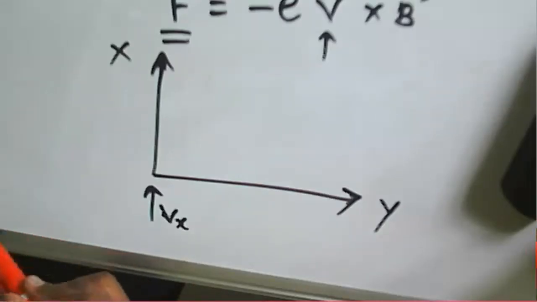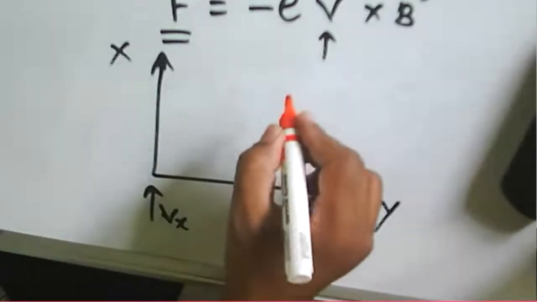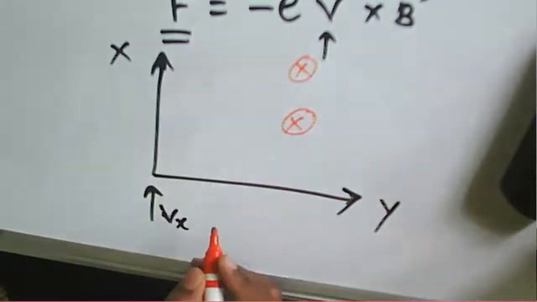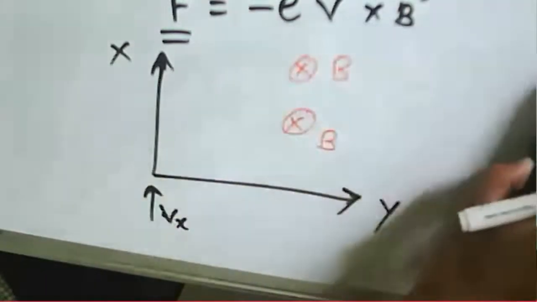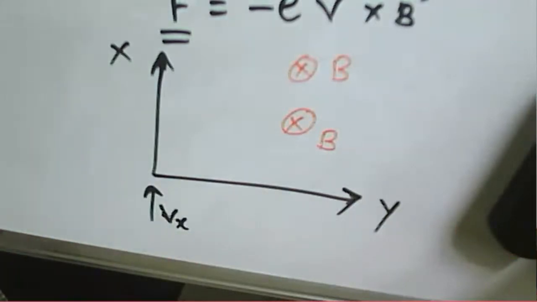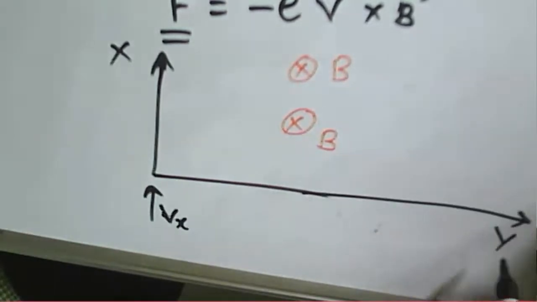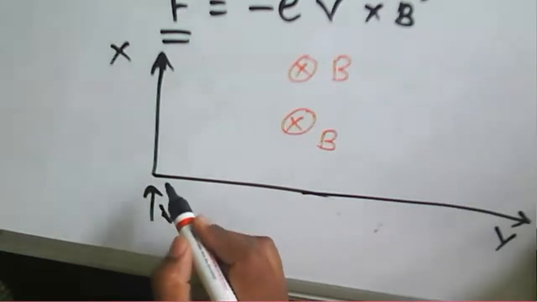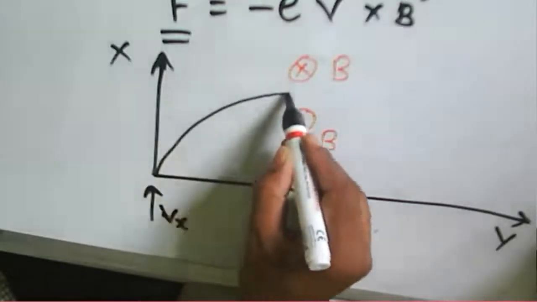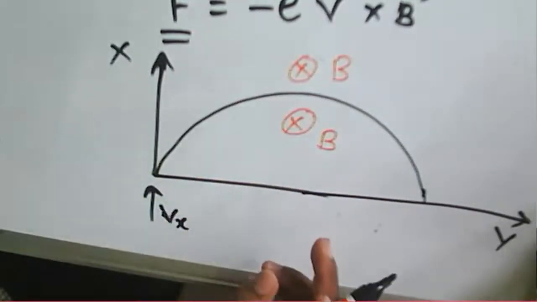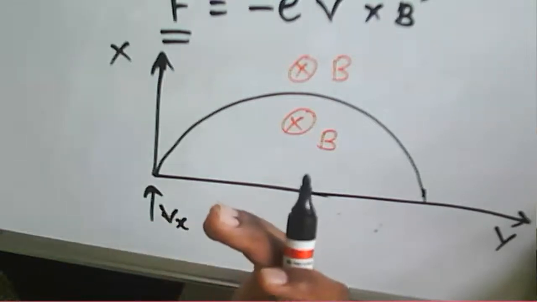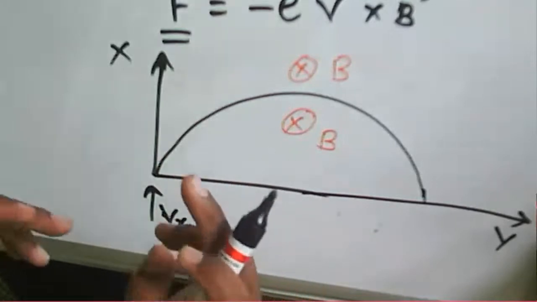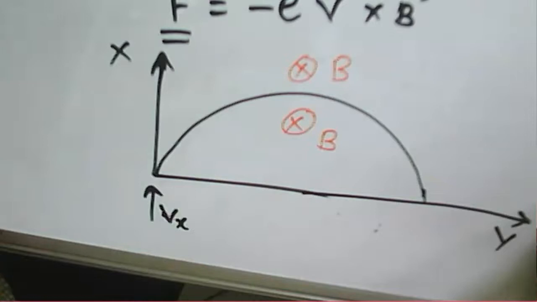Now we consider that the electron moving with a velocity Vx enters a magnetic field. We can suppose that there is a magnetic field present, that we can write here as B. When the electron is moving in this particular field, what will happen? When it interacts with that magnetic field, it will change its velocity or direction, and the electron will move in a circular path.